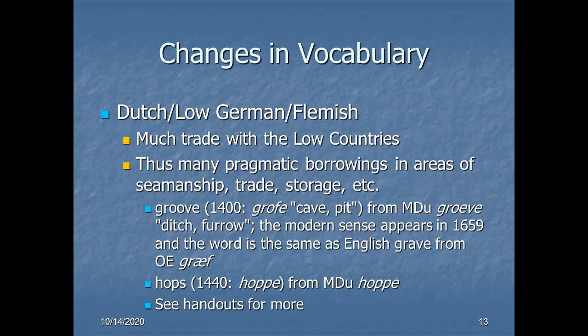And this may actually have made it easier for those words to find their way into English. There's a similar sound system involved between English and the continental Germanic languages, or at least there was up until the early modern period. A couple I'd like to look at right now, just to give you an example, are the English word groove, first attested in 1400 as grove, meaning a cave or a pit, which comes from the Middle Dutch grove, meaning a ditch or a furrow, like the kind of furrow that you would have on a farm. And by 1659, this word has come to mean what we now mean by groove.